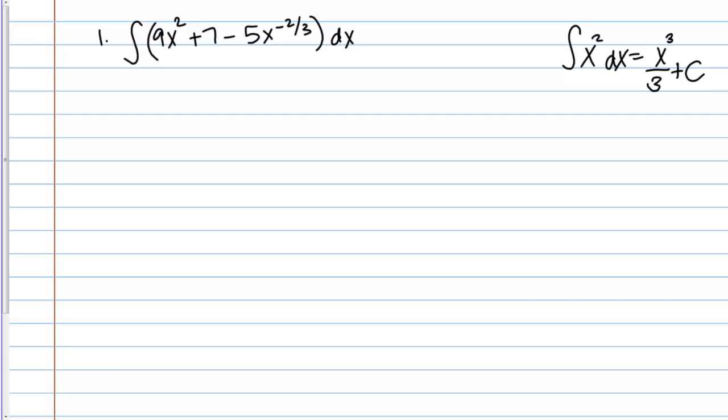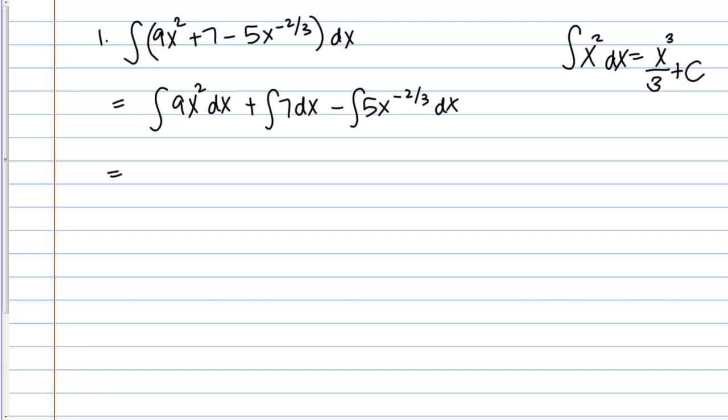And then we also just recently saw the constant multiple rule, which tells us we can pull a constant multiple out front of the integral. And we also saw the sum rule, which tells us that we can break up sums and differences. So let's use those rules to find this antiderivative. First, I'm going to split this up into parts based on the sum rule. This tells me this is equivalent to the integral of 9x squared dx plus the integral of 7 dx minus the integral of 5x to the negative 2/3 dx.